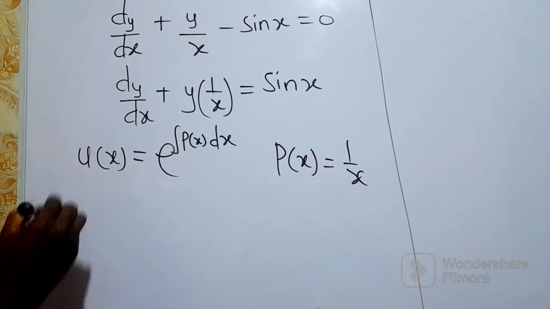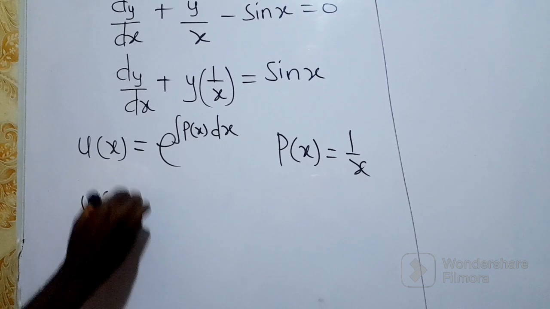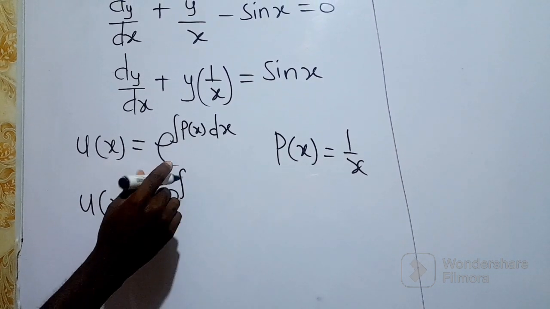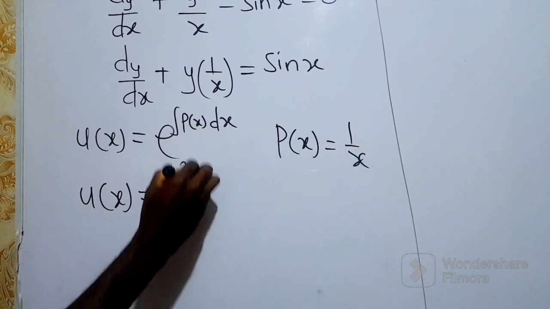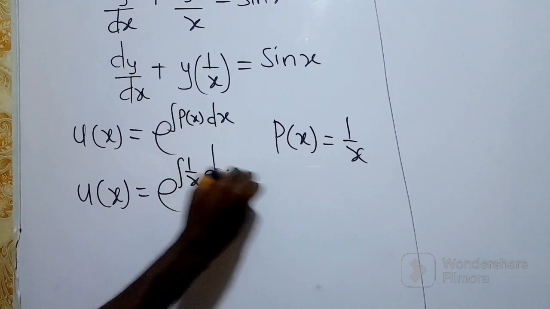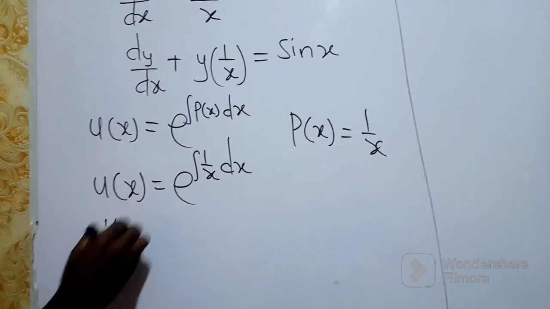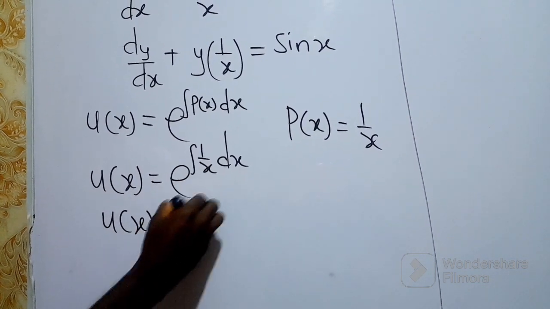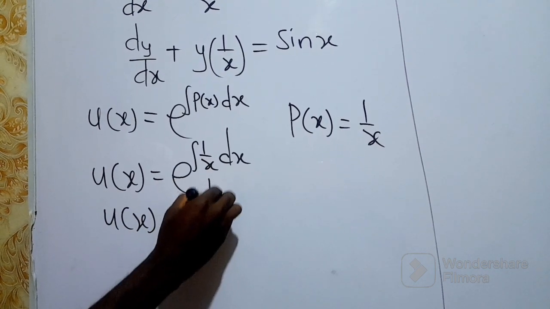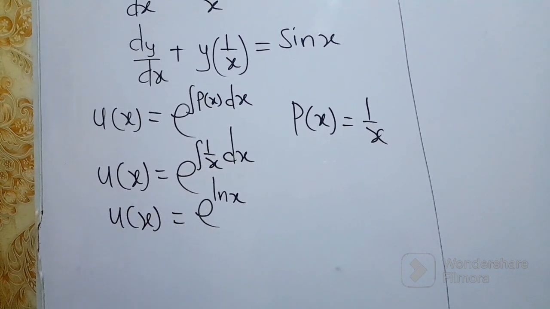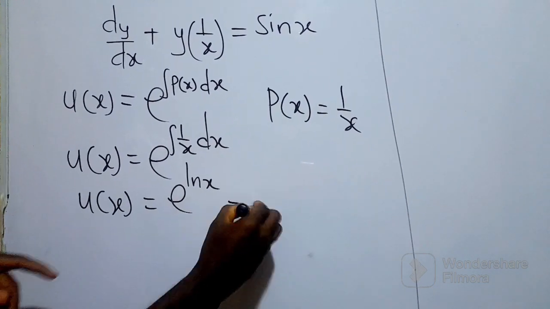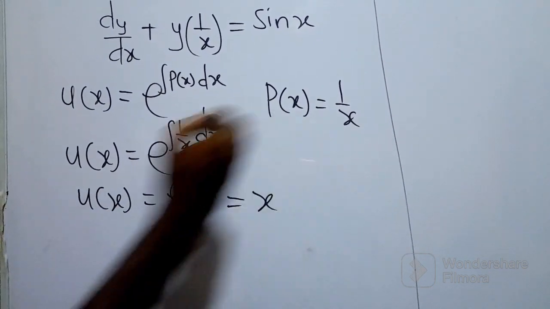So we can find our integrating factor u of x to be equal to e exponent the integral of p of x, which is 1 over x dx. So our u of x will be equal to, when we integrate 1 over x, ln x. So we have e exponent ln x. Anytime the exponential function meets the ln function, the answer is nothing but the function inside. So we can say this is equal to x.